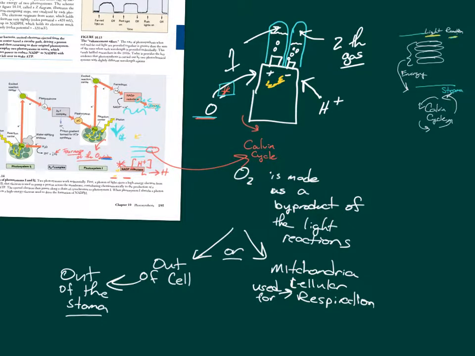Now, when the two oxygens meet, what are they going to form? O2, good. Oxygen gas. When the two hydrogens meet, what are they going to form? H2. Where are the electrons coming from? The electricity. So you form a hydrogen gas.